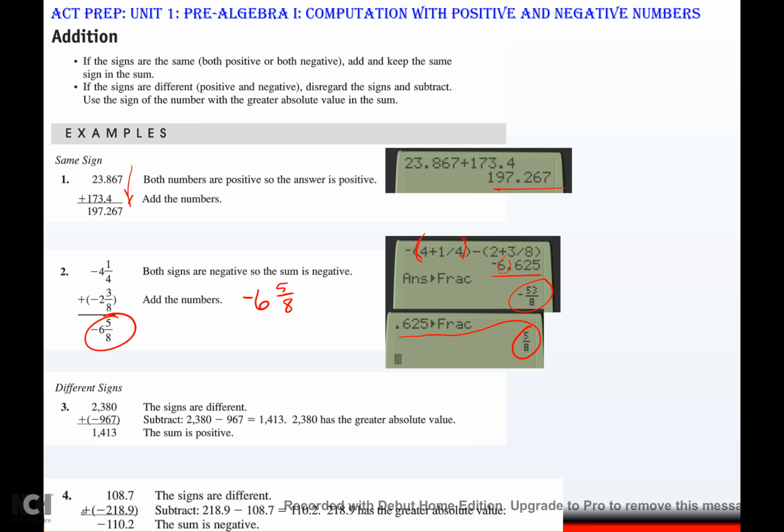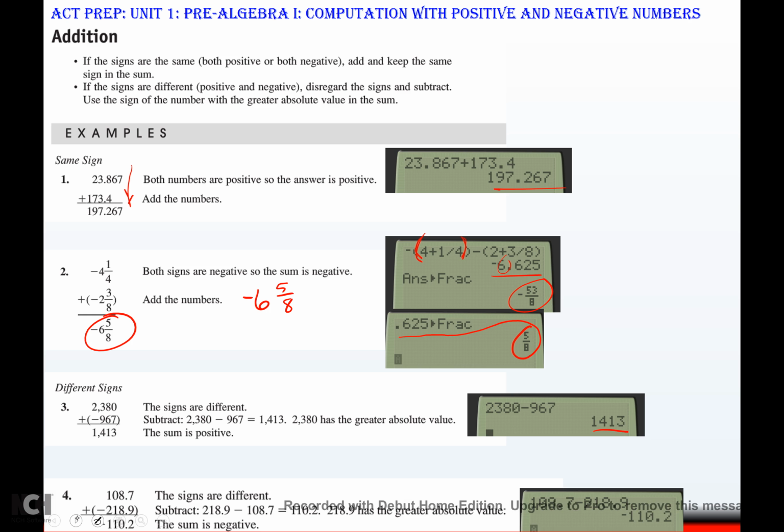Different signs. Again, you're going to type it just like 2380 plus a negative, which is the same thing as 2380 minus 967. It's 1413. On the next one, 108.7, again, plus a negative means minus 218.9, and you get -110.2.